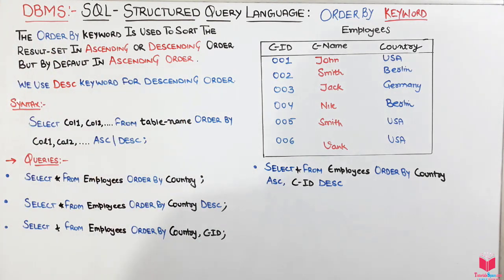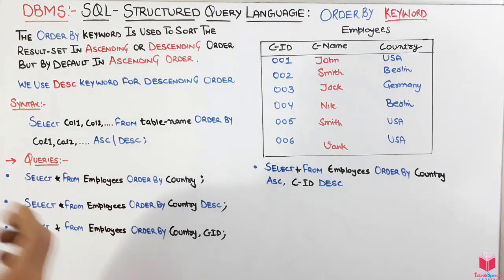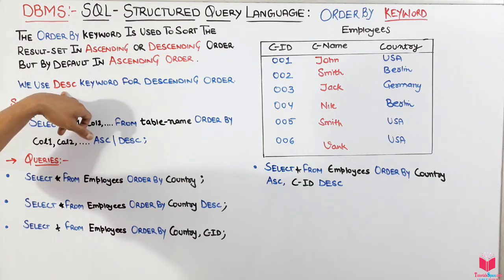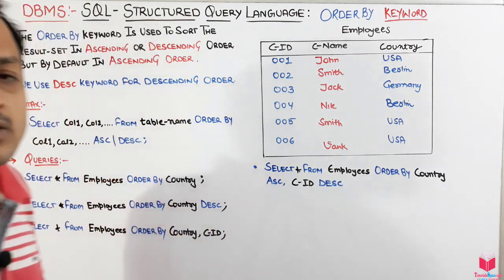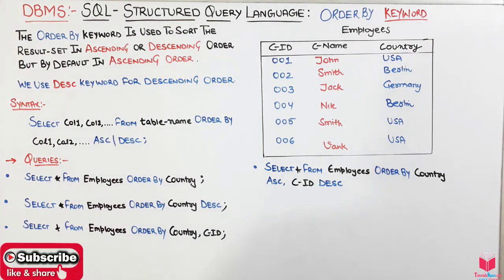Next, we use the DESC keyword for descending order. If you specifically want descending order, you have to use this keyword. If you specifically want ascending order, you have to use ASC, which is the ascending order keyword. Now let's discuss the syntax.